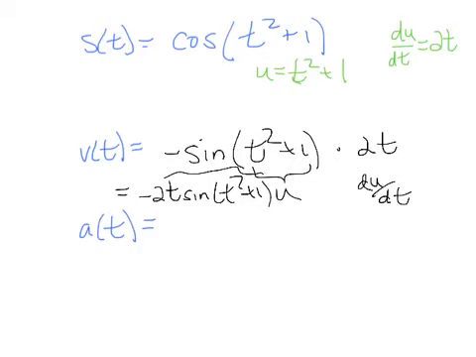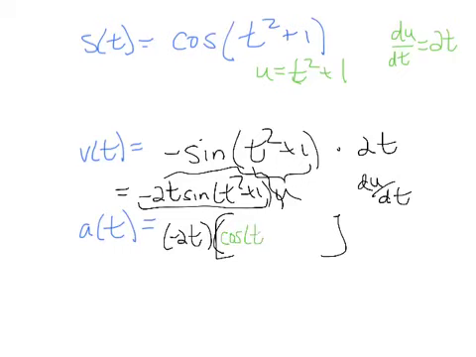Now to do the acceleration, you'd have to do the product rule because this is a product. So let me go ahead and do that. It would be the first times the derivative of the second. Okay, here's the derivative of the second. I'm going to put a big bracket here. I'm going to change color. It's going to be cosine of t squared plus 1. Now don't forget to tack on the derivative of the inside function. So another 2t goes there, plus the derivative of the first times the second, unchanged. So there's the product rule.